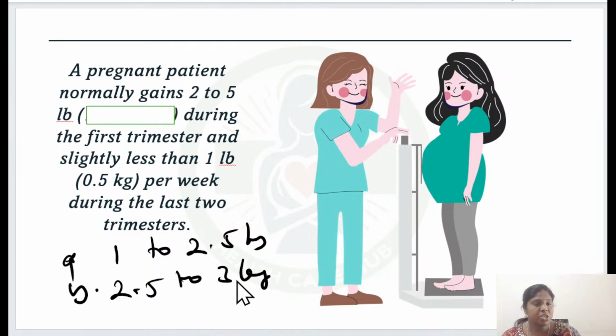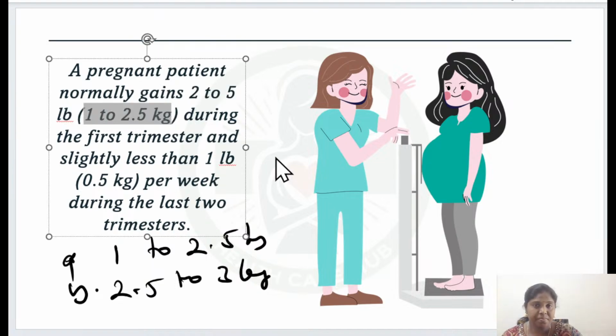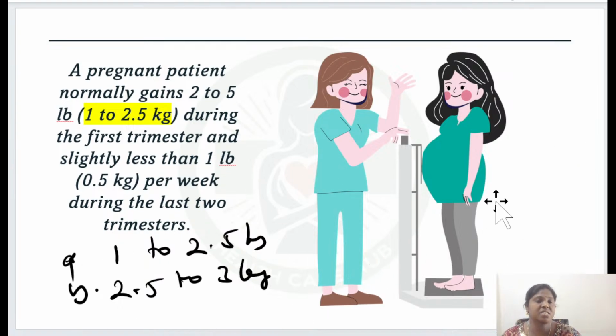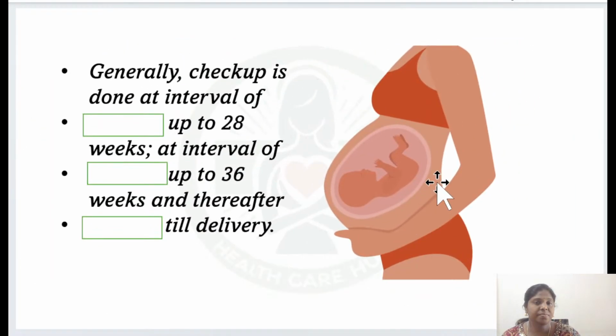So in the first trimester she is going to put on a weight of 1 to 2.5 kg. Okay, so she will put on a weight of 1 to 2.5 kg during the first trimester. Actual average weight gain is around 12 kgs in an average pregnancy.